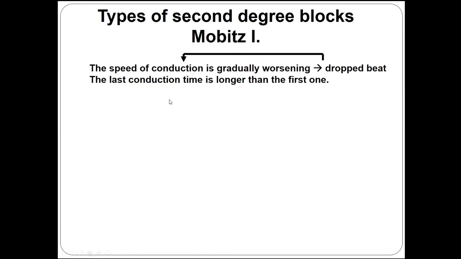Depending on the severity of the second degree blocks and the type of block, we have Mobitz type 1 and Mobitz type 2. Mobitz type 1 means that the speed of conduction is gradually worsening, and after a while we have a dropped beat, and then it starts again from the beginning. So it looks like cycling back and forth. The conduction is worsening, and after the drop there is a little rest, and then it comes again normal, slowing, dropped. So this is how it works.